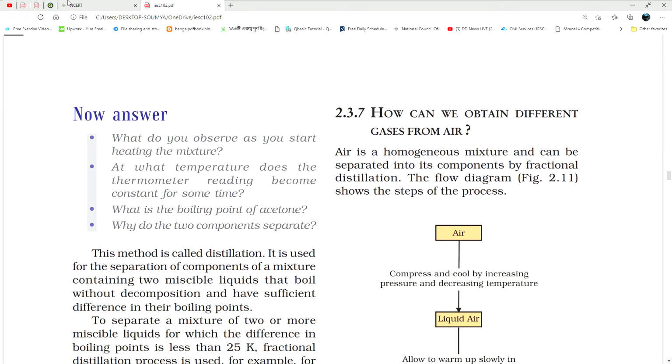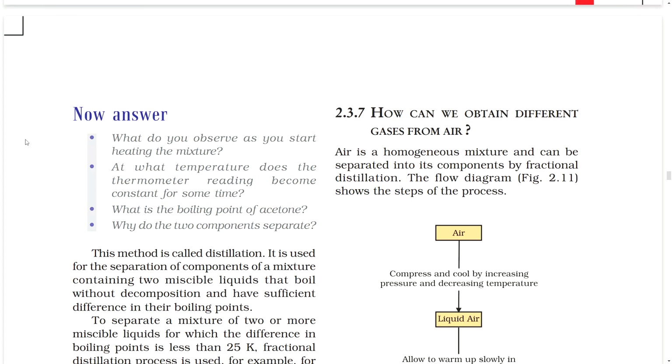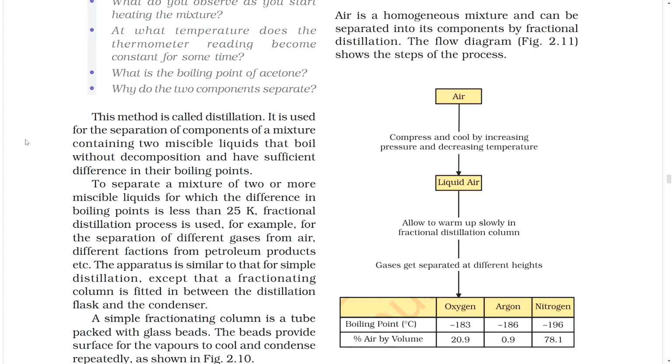2.3.7. How can we obtain different gases from air? Air is a homogeneous mixture and can be separated into its components by fractional distillation. The flow diagram figure shows the steps of the process. Air is compressed and cooled by increasing pressure and decreasing temperature. Liquid air is allowed to warm up slowly in a fractional distillation column. Gases get separated at different heights.